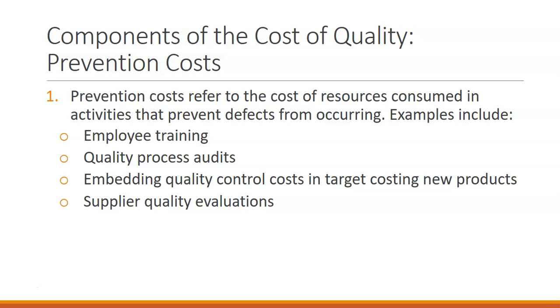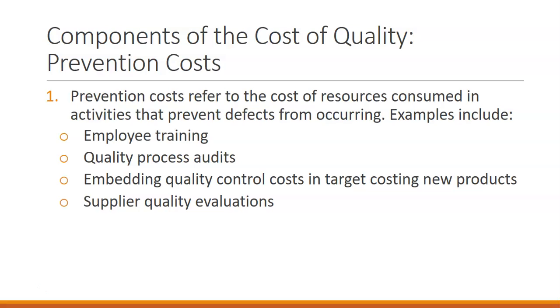We have 4 different costs of quality. The first is prevention costs. Prevention costs refer to the cost of resources that prevent defects from occurring. So we prevent defects from occurring in the first place.